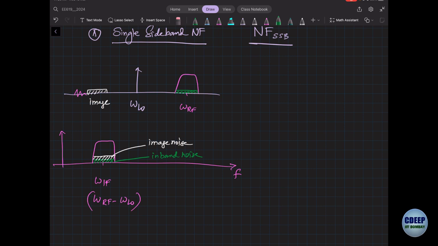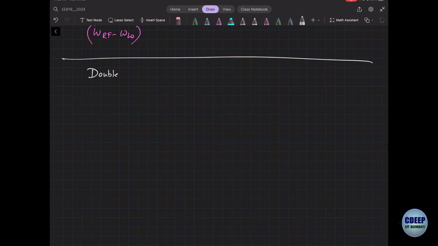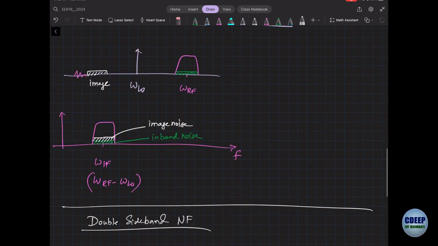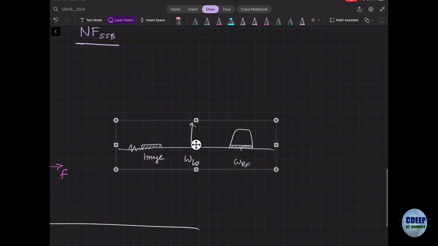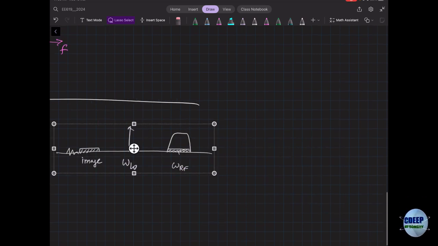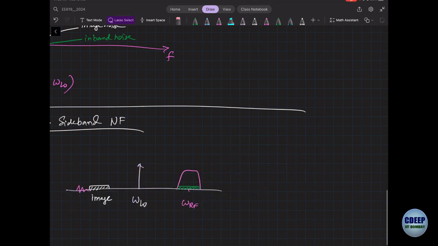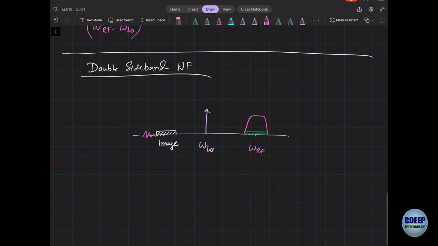Okay. The second term that we will define is called double sideband noise figure. Okay. And as you can imagine, in this case, it's easier to draw. In case of the double sideband, your signal is on both sides, something like this. So this is a double sideband. So obviously, then you can say that my NF SSB is equal to NF DSB plus 3 dB. Okay? Because you have double the noise power.